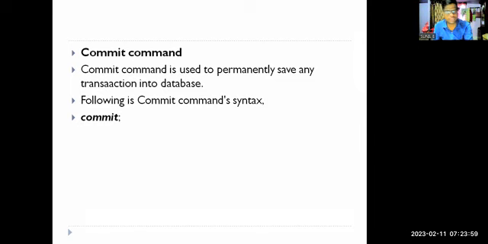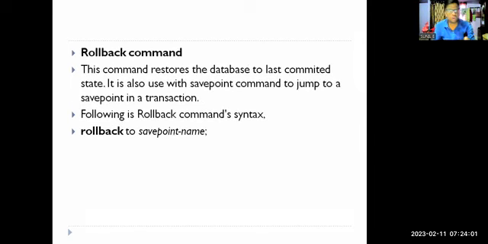The commit command syntax is simply COMMIT. Next, the rollback command, or rollback statement. It is the command to restore the database to the last committed state. It is also used with the savepoint command to jump to a savepoint in a transaction. The rollback command syntax is ROLLBACK. Okay, so it is used with the savepoint command to jump to a savepoint in a transaction.